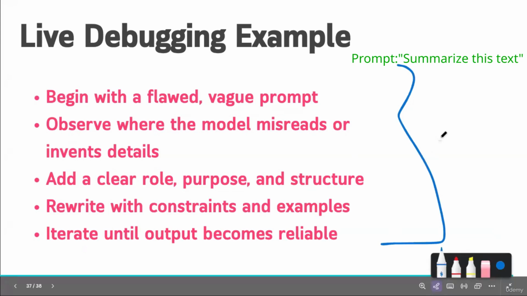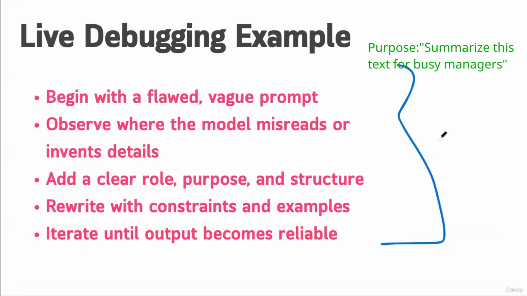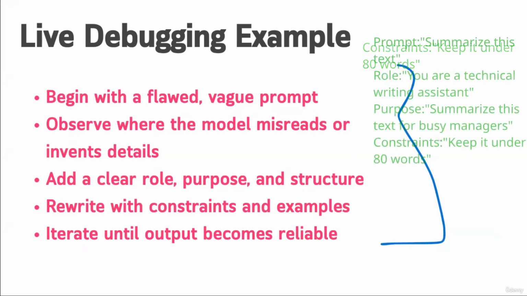Now you start refining. You add a role: "You are a technical writing assistant." You add a purpose: "Summarize this text for busy managers." And you add constraints: "Keep it under 80 words. Focus on actionable details." Then you test again.